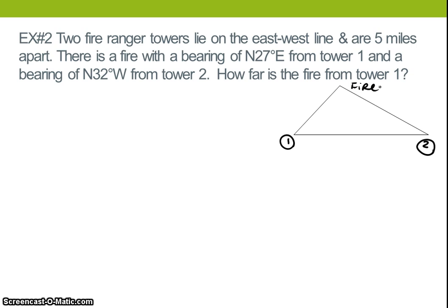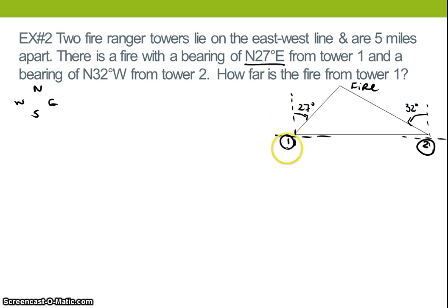So the fire has a bearing of 27 degrees northeast. So between north and east, so remember it's never eat soggy waffles for north, east, south, and west. Between north and east, it's 27 degrees from Tower 1 to the fire, and a bearing of north 32 degrees west from Tower 2. So from Tower 2, so I'm starting at Tower 2.